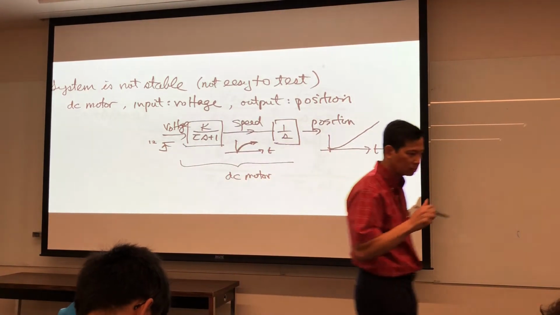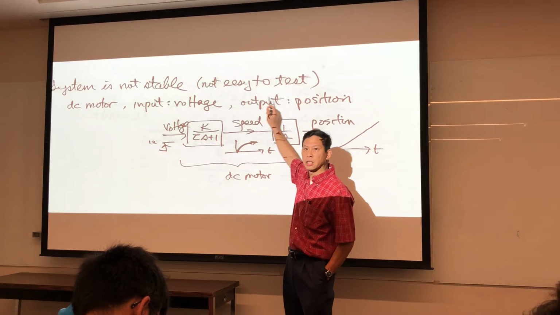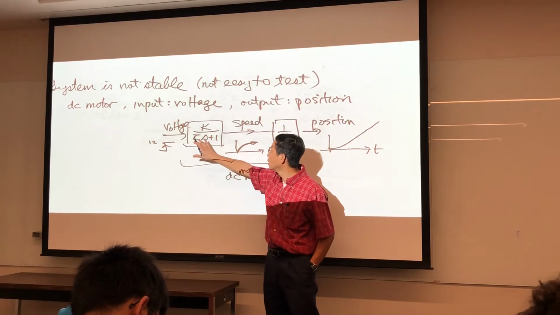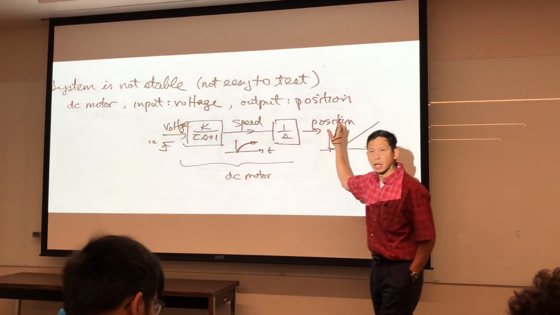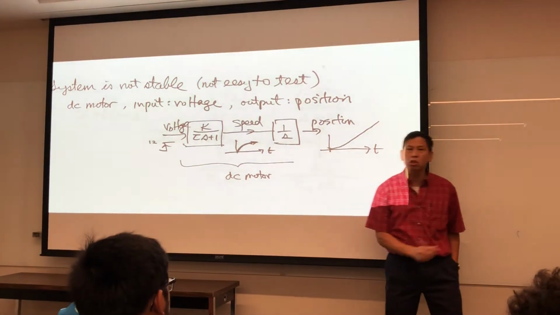Okay. So this is a practical problem. The system is not stable. It's not easy to test. I cannot put in a step and get a bounded output, and I cannot find these things. So this is what we do.